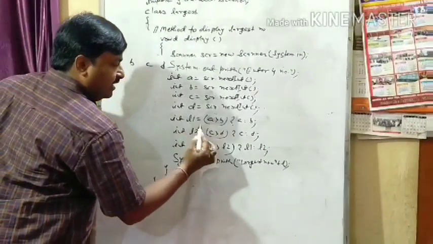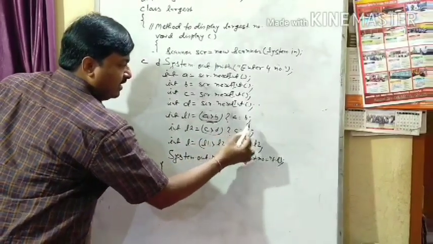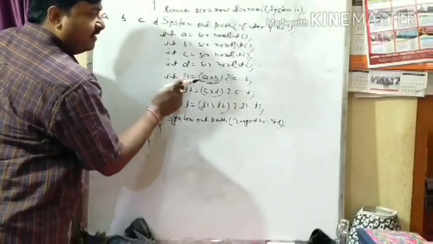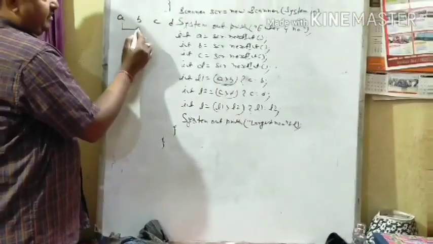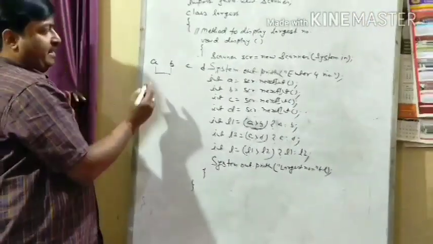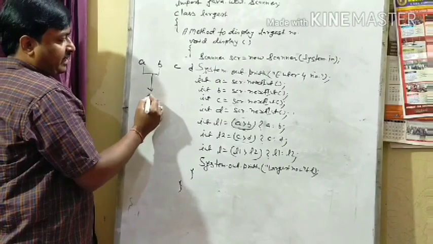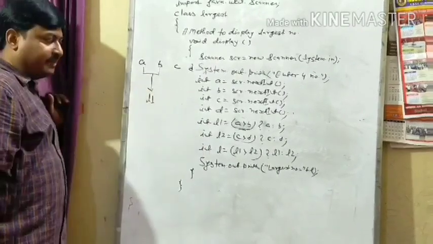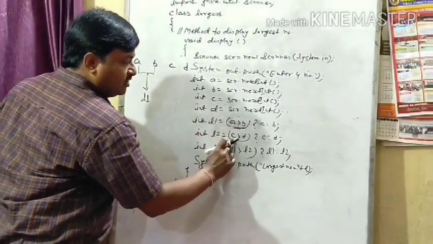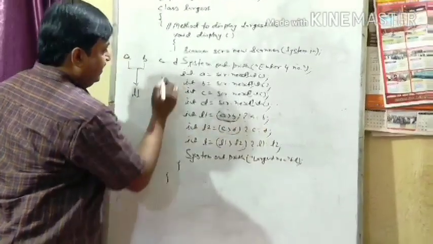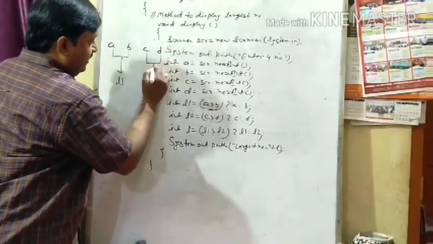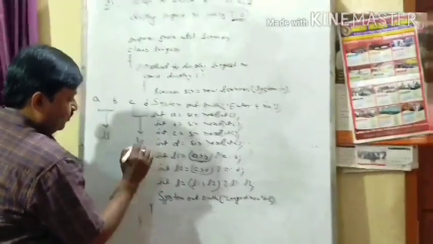In the first line, L1 equal to A greater than B, A and B, means L1 will store the largest among A and B. The largest between A and B will be stored in variable L1. Okay. In the second line, L2 equal to C greater than D, C and D. The largest among C and D will be stored in variable L2.